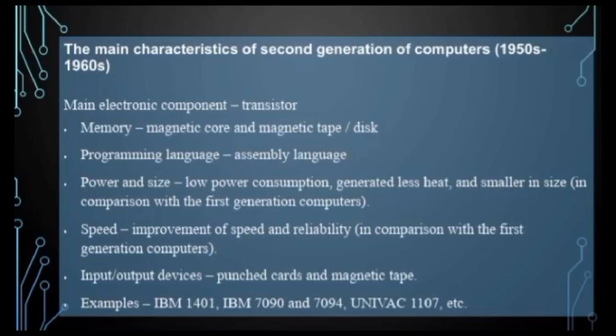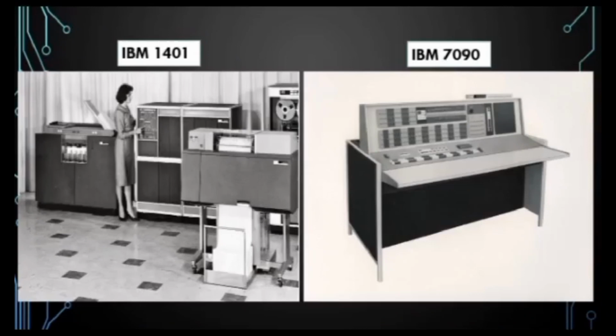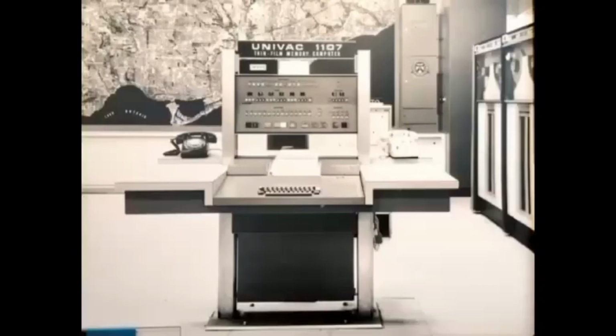The speed of second generation computers also increased compared to the first generation. In input-output devices, punch cards and magnetic tape are used and act as the storage of the computer. Here are also some examples of second generation computers: IBM 1401, IBM 1790 and 1794, UNIVAC 117, and many more.